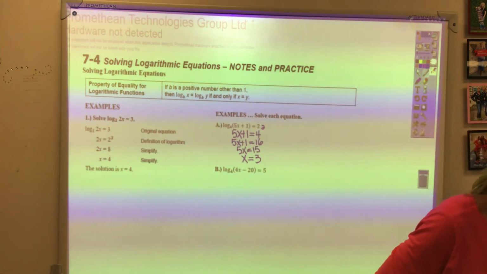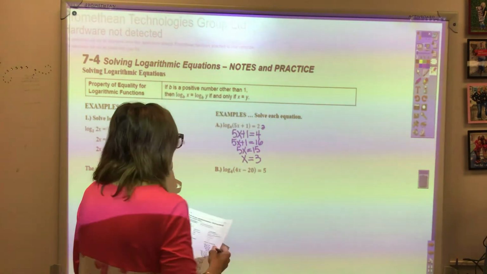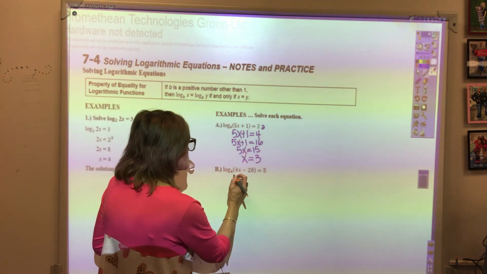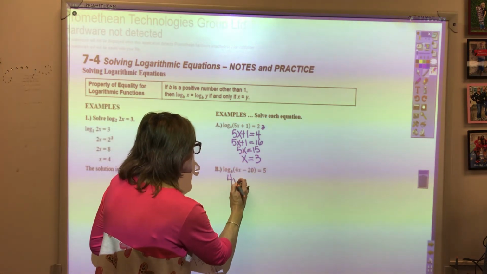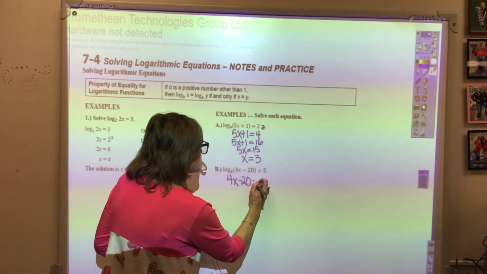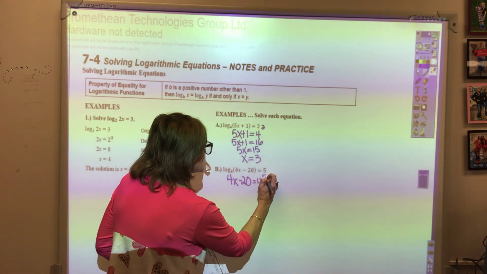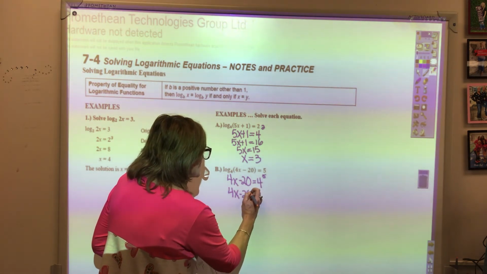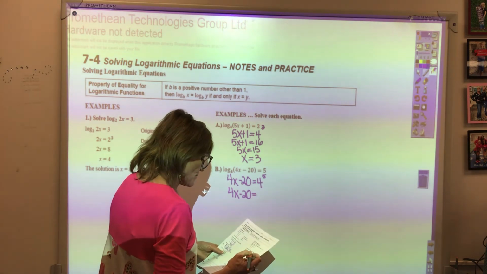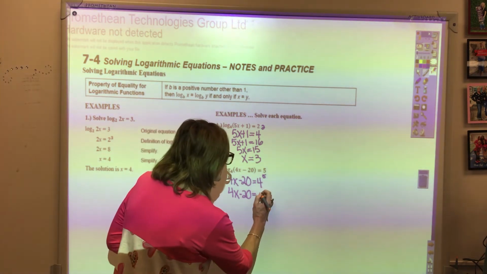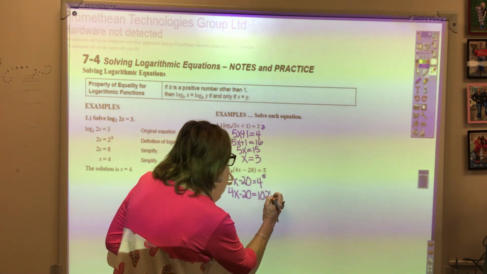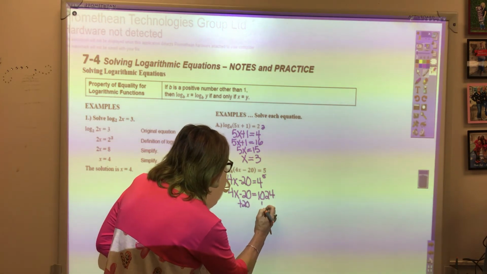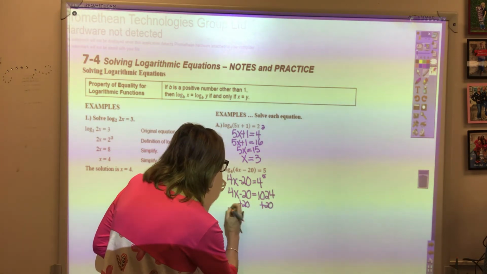And the second one, we've got log base 4 of 4x minus 20 equals 5. So start by writing it as 4x minus 20 equals 4 to the 5th. So 4x minus 20 will equal 4 raised to the 5th, which is 1024. Now add 20 to both sides.